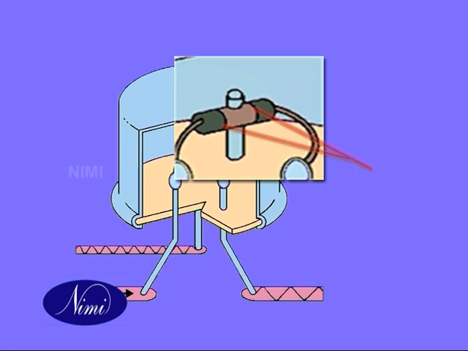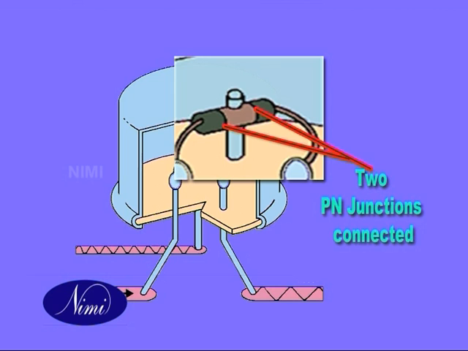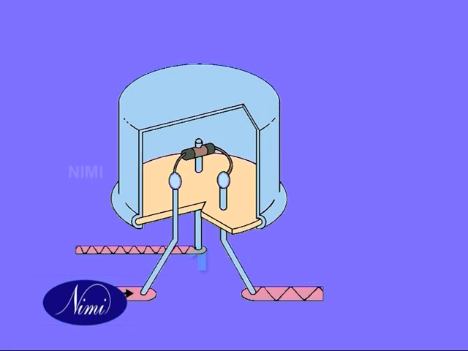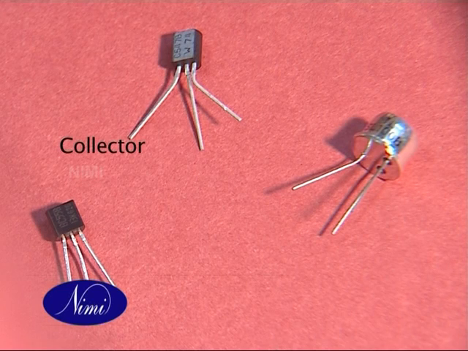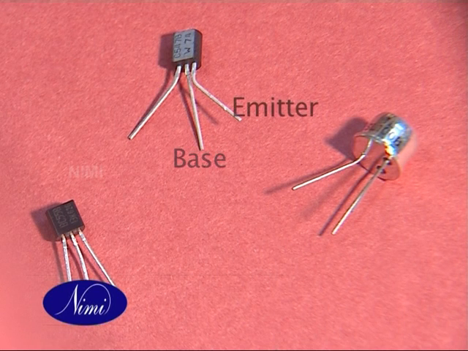Inside a transistor, there are 2 p-n junctions connected to each other. Outside a transistor, one can see only 3 leads: base, emitter, and collector. These are all called transistors. We see the collector. The center one is the base. The other side is the emitter. There are some numbers written on it.